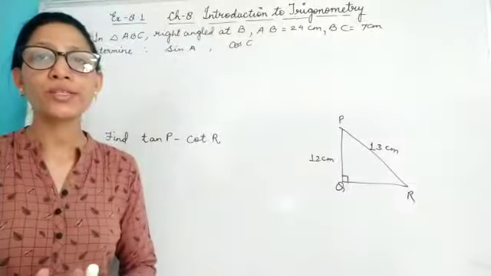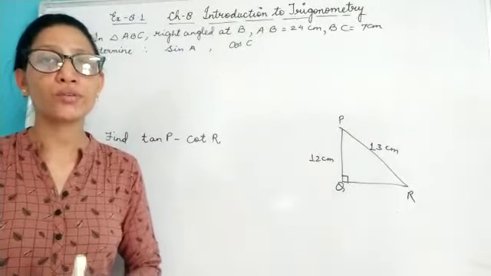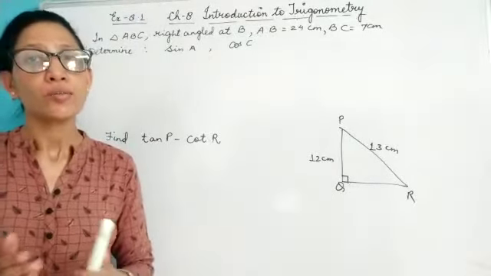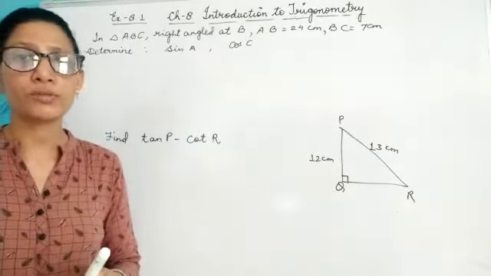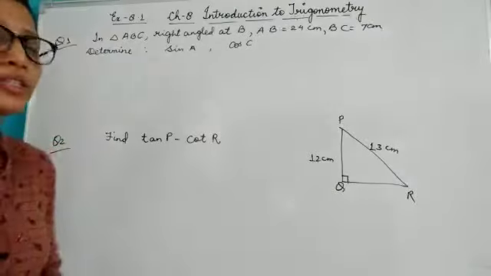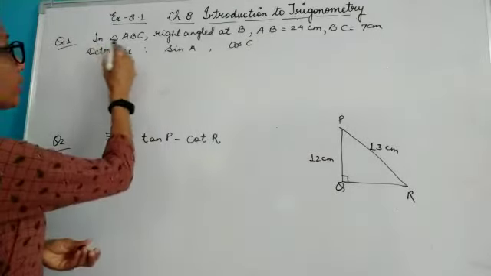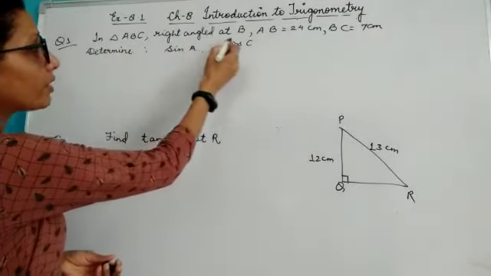Back children, today we are going to discuss few questions of exercise 8.1 which are based on trigonometric ratios. That means the simplest question we are dealing with. Let's see the first question. Here it is given, in triangle ABC right angled at B.